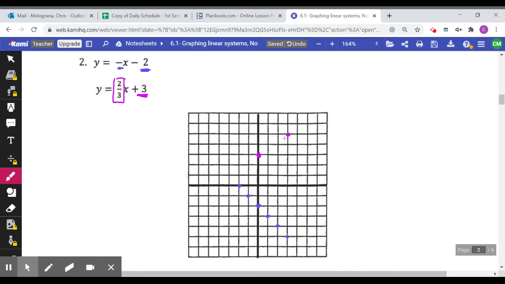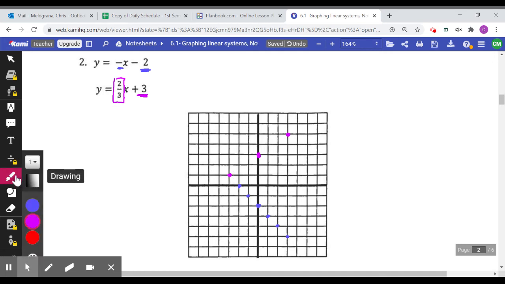Now you can see, looking at the points, I don't want to keep going up 2 to the right 3 because I'm moving further away from the blue dots. So I want to reverse it and go down 1, 2 to the left, 1, 2, 3. All right, and you see how that would kind of be the point of intersection.